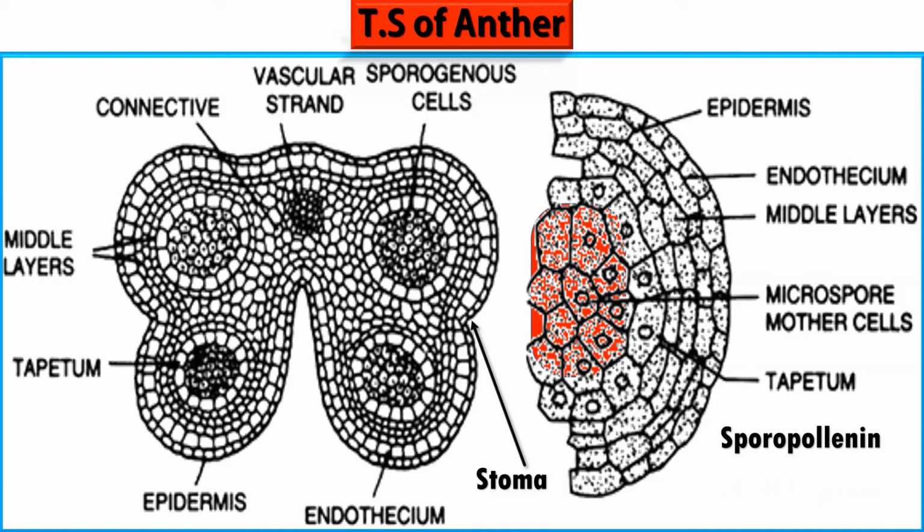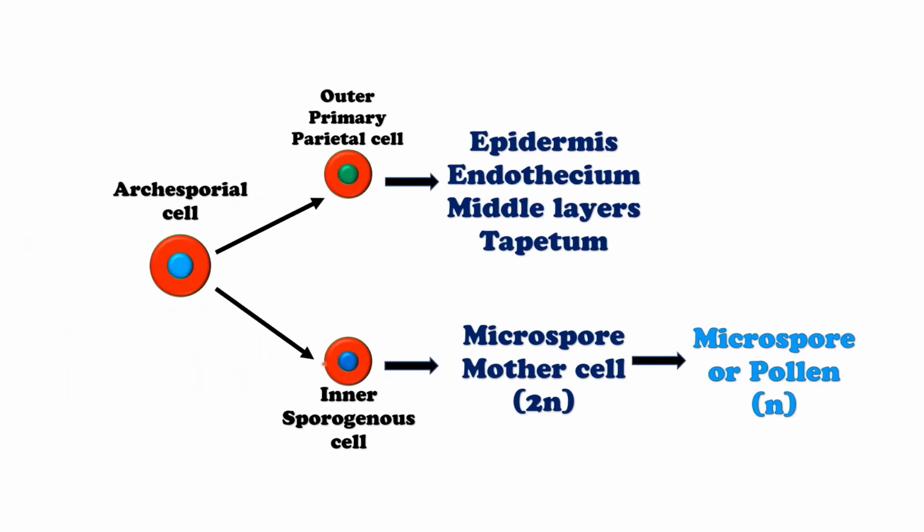Students, during the early development, anther develops from a single cell. This single cell is called archisporial cell. This archisporial cell divides by mitosis to form outer primary parietal cell and inner sporogenous cell. Sporogenous cell forms microspore mother cell, whereas outer parietal cell divides by mitosis to form wall of the anther. This wall of the anther, as we have discussed earlier, is composed of different layers such as epidermis, endothecium, middle layers and tapetum.